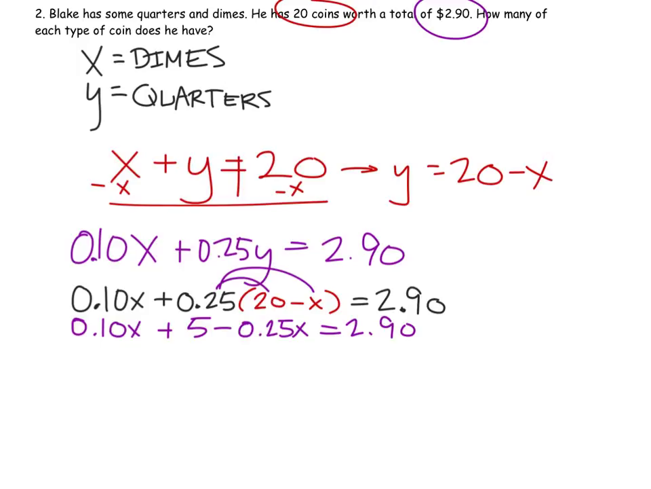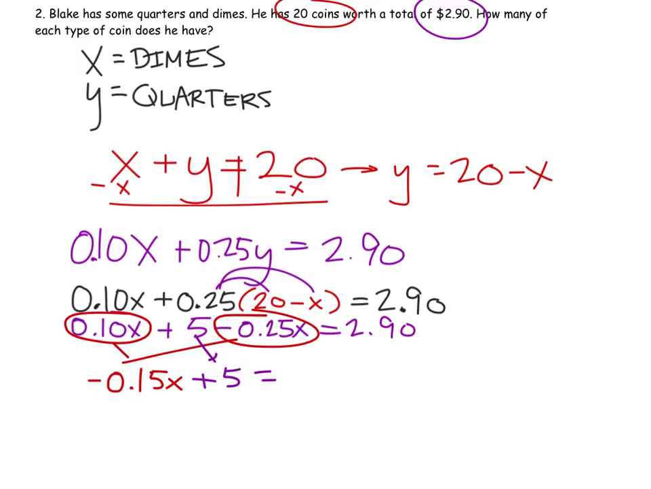Now again, we're looking to combine like terms, right? So I'll combine my like terms right here. This gives me negative 0.15x. And then I still got this plus 5 right here, equals $2.90. Let's subtract 5 from both sides.